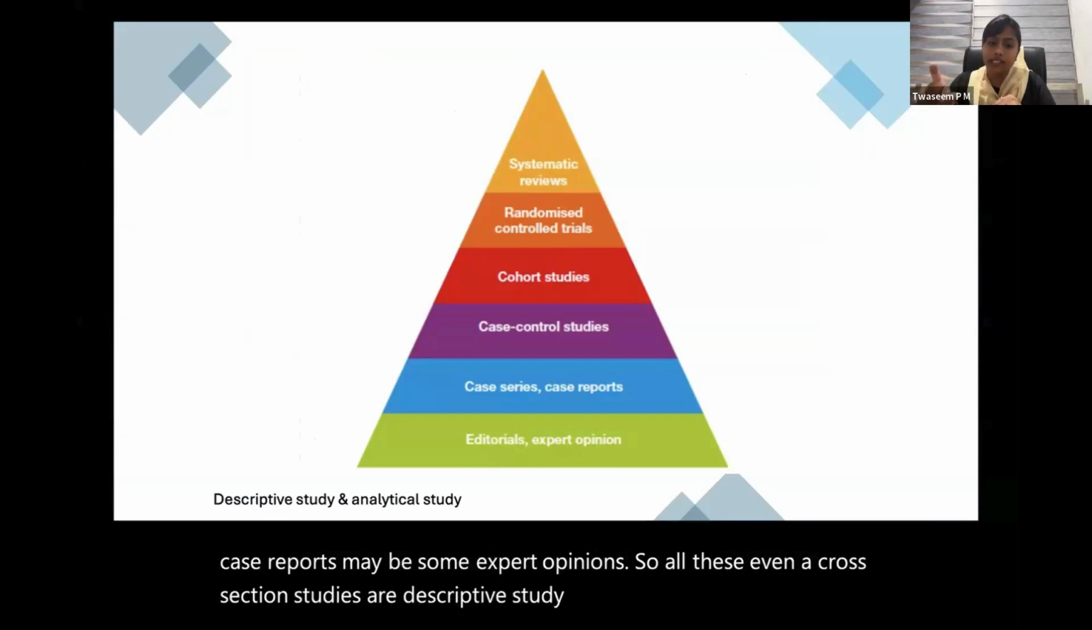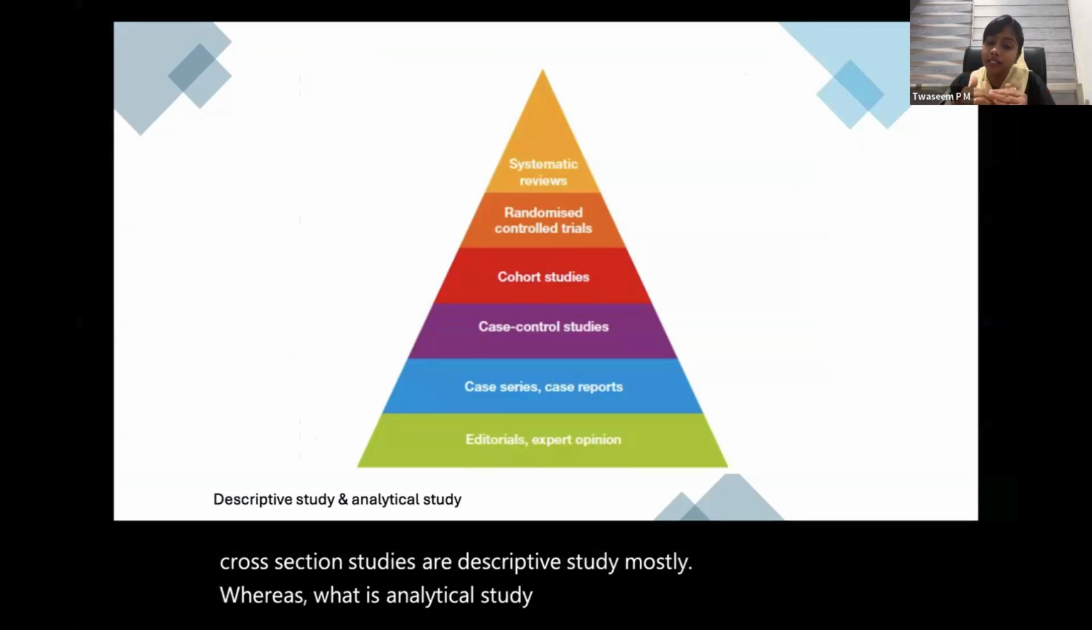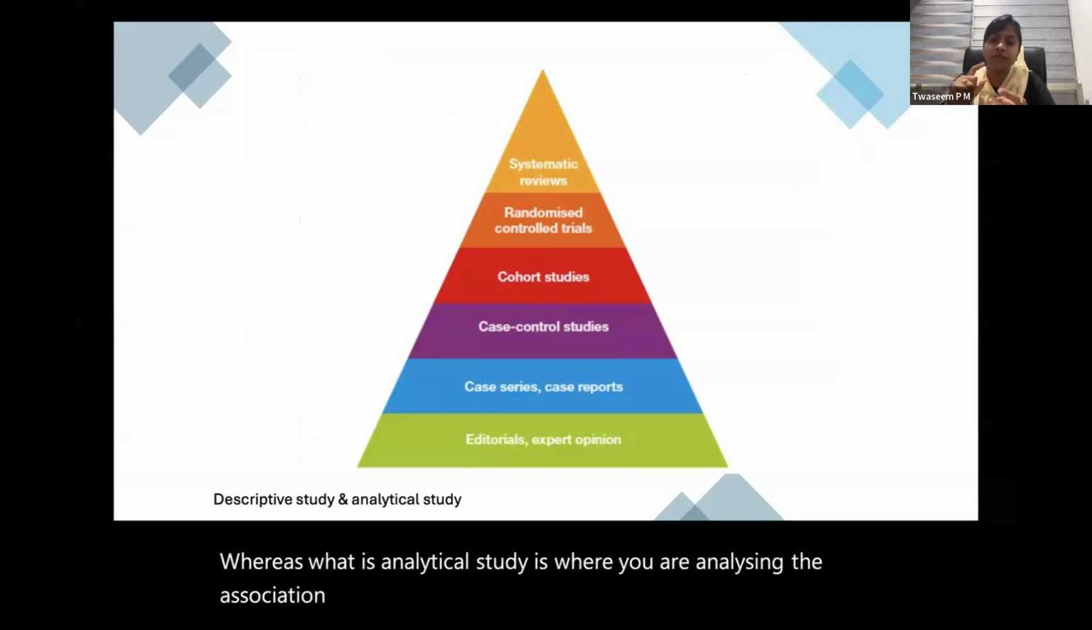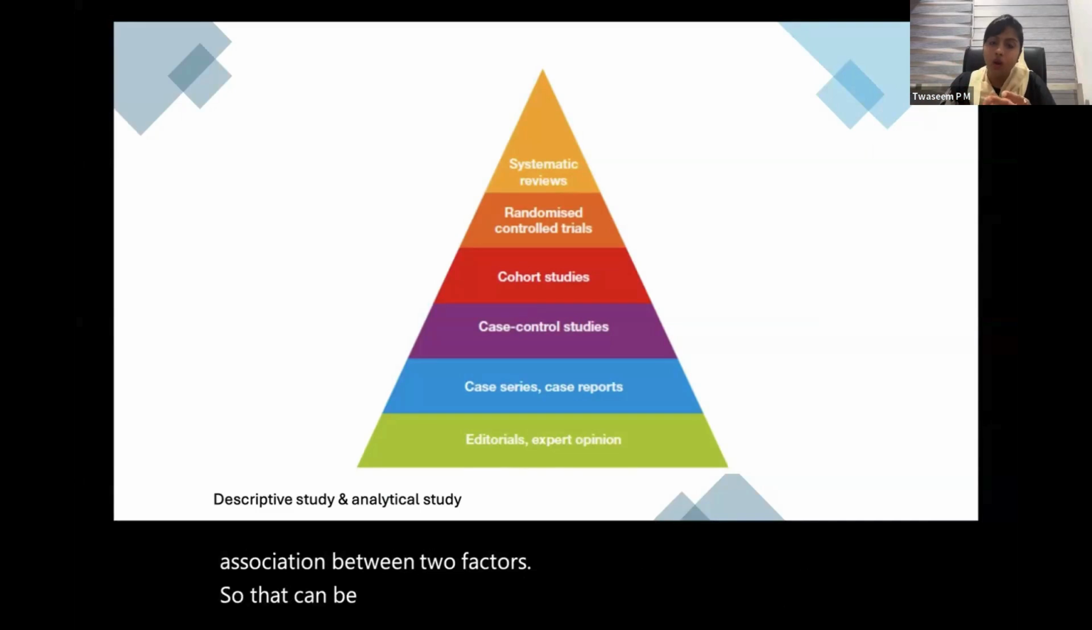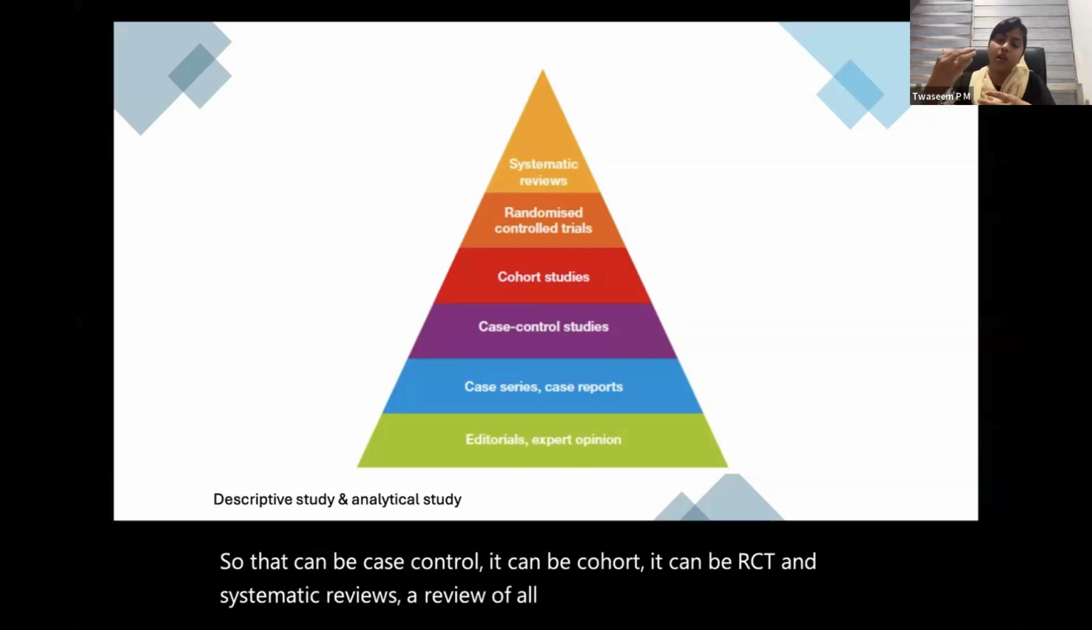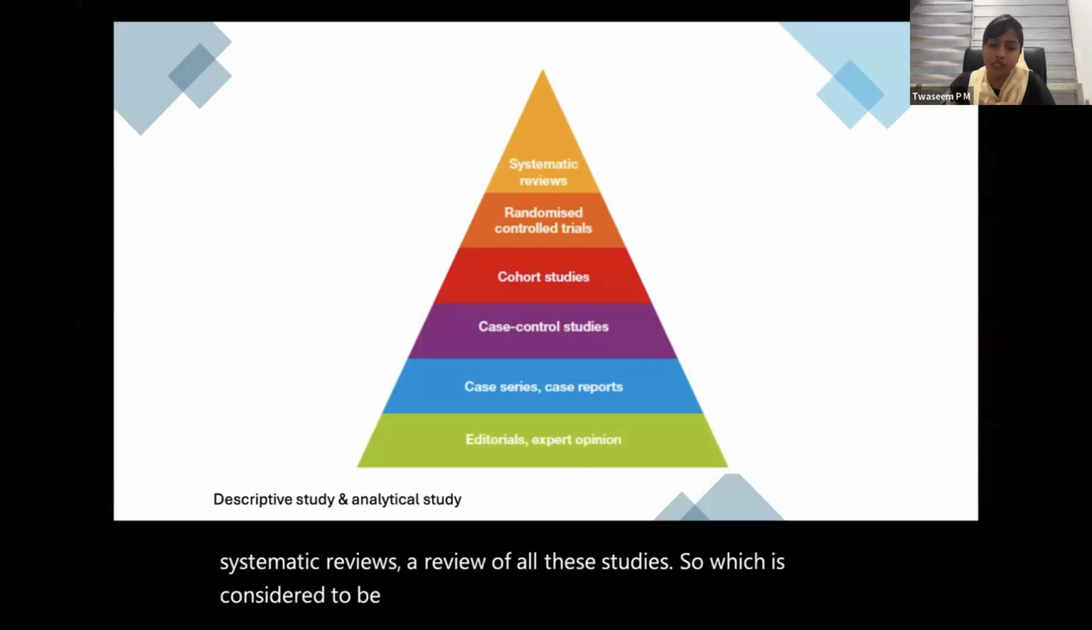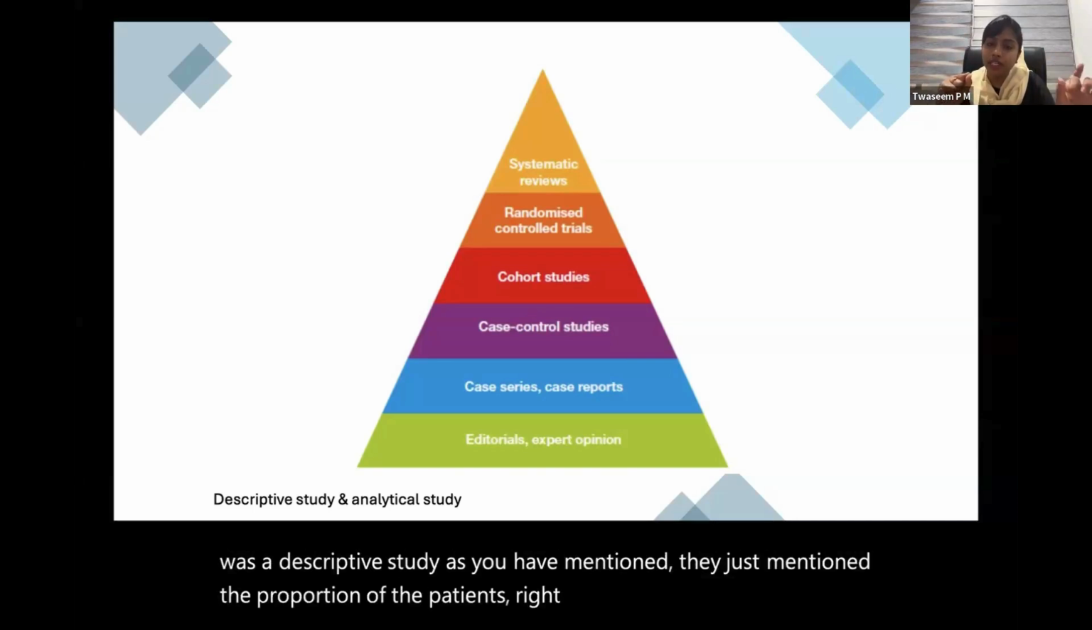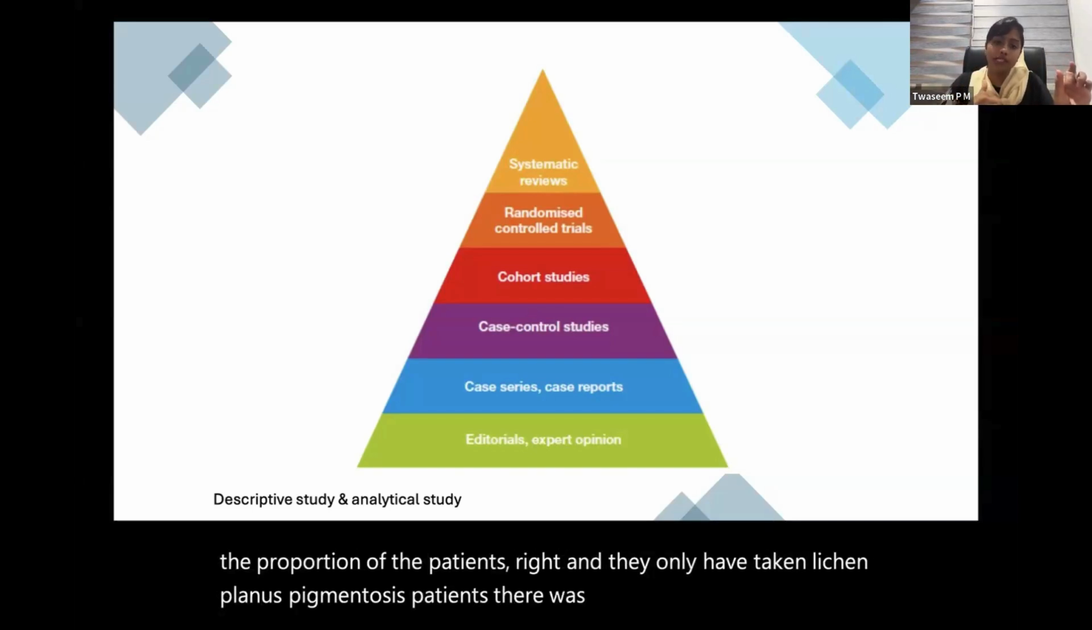Whereas an analytical study is where you're analyzing the association between two factors. That can be case control, it can be cohort, it can be RCTs, and systematic review is a review of all these studies, which is considered to be of much higher importance. So this study was a descriptive study. As you've seen, they just mentioned the proportion of the patients, right? And they only have taken lichen planus pigmentosus patients. There was no control group in the study.